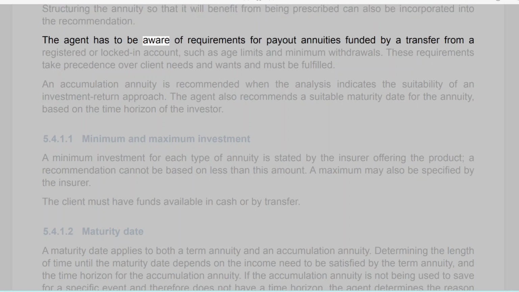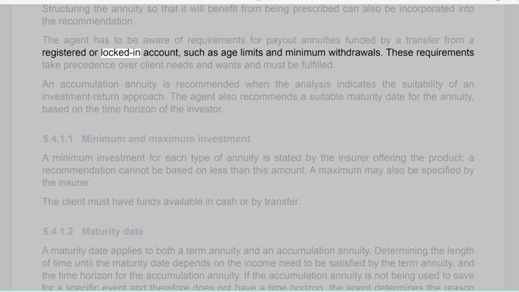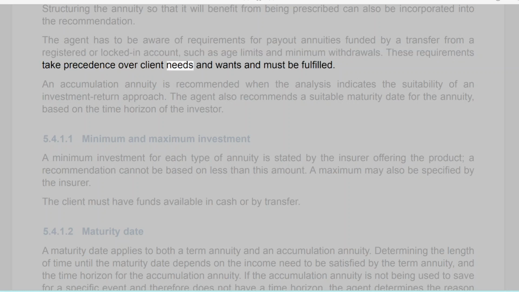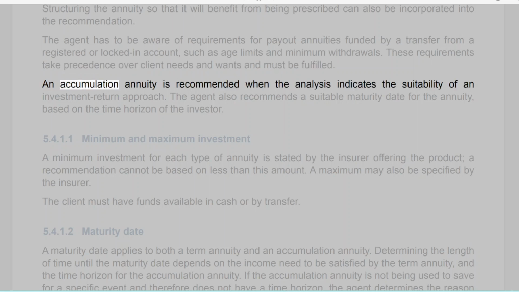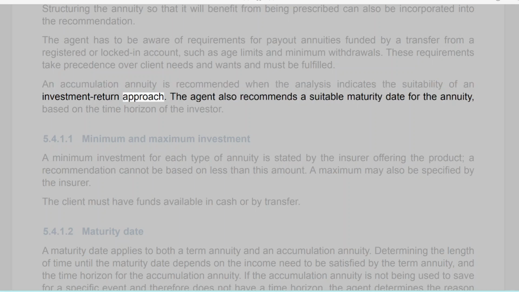The agent has to be aware of requirements for payout annuities funded by a transfer from a registered or locked-in account, such as age limits and minimum withdrawals. These requirements take precedence over client needs and wants and must be fulfilled. An accumulation annuity is recommended when the analysis indicates the suitability of an investment return approach. The agent also recommends a suitable maturity date for the annuity, based on the time horizon of the investor.